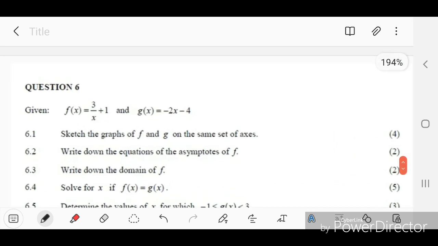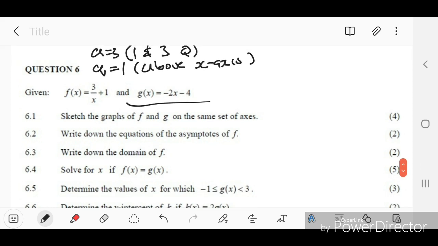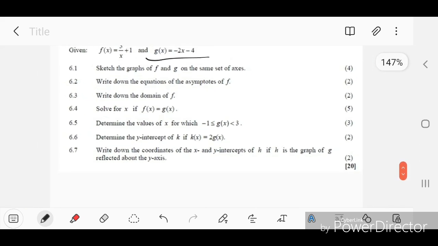So now, what is my a here? My a equals 3. That means it's positive, so it will be in the first and the third quadrant. My q equals 1, which means it will be above the x-axis. So this is me analyzing my hyperbolic function. The straight line function is just straightforward. To sketch it, we just need the intercepts, then we are done. So now we're going to calculate the intercepts.